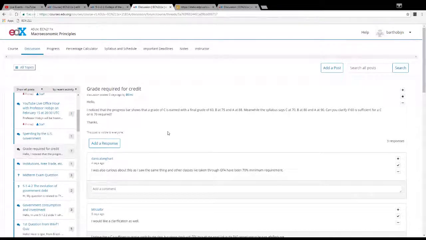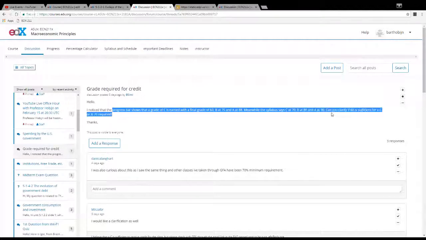So one of the issues that some of you noted is that the progress bar shows that the grade of C is earned with a final grade of 60, B at 75, and A at 88. Then the syllabus says the cutoff points are 70, 80, and 90. And the question is, can you clarify: is 60 sufficient for a C or is 70 required? 60 is sufficient for a C. We will judge this class by the progress bar.